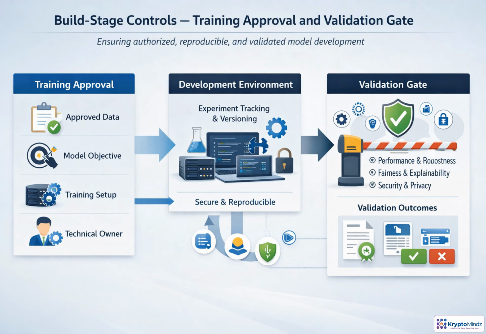During the build stage, control starts before training begins. The team should have approval for the dataset, model objective, training setup, and accountable technical owner. Once training starts, the environment must make experiments traceable and repeatable, with version code, data, parameters, dependencies, and access controls. The validation gate then tests whether the model is fit for its intended use, not just whether it scores well. It checks performance, robustness, fairness, explainability, security, privacy, and operational readiness. The output is evidence: reports, model cards, risk updates, exceptions, and a clear go or no-go decision.